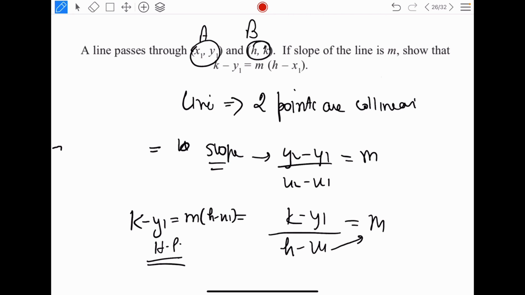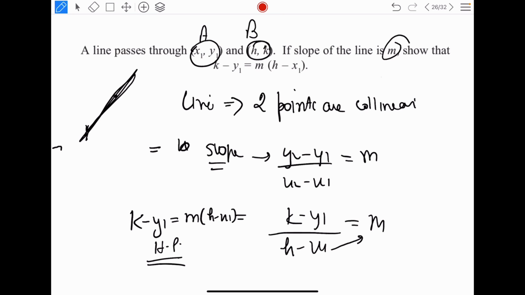It is not much of a concept of collinearity in this question, but it is just a question on a line through 2 points. Whenever a line is passing through 2 points, say A and B, the 2 points are collinear. The slope of a line passing through 2 points is y2 minus y1 upon x2 minus x1. You find the slope of the 2 points, and the slope here is given as m, and then you can rearrange as asked in the question, and you will be able to prove it.